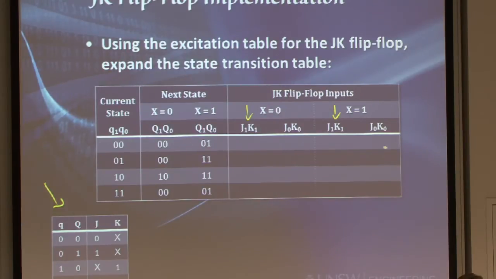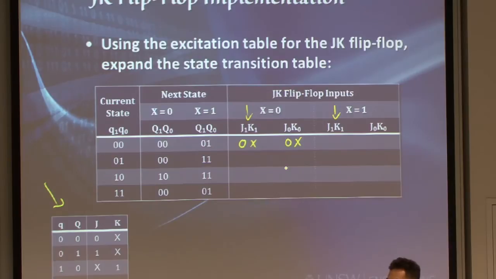So I'll start with analyzing the first line. If I'm in state 0, 0, and I want to stay in state 0, 0 for x equals 0, so this case here, I want to have my Q1 going from 0 to 0, and my Q0 going from 0 to 0. In both cases, I will need the inputs 0x. So 0x here and 0x here for both the flip-flops.